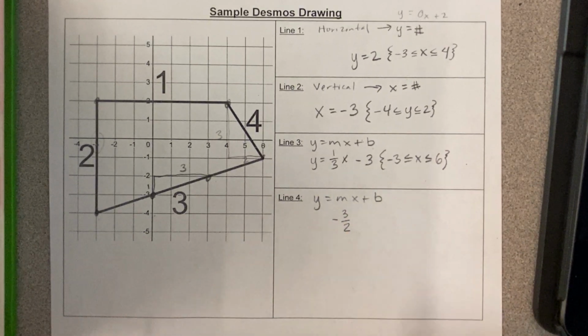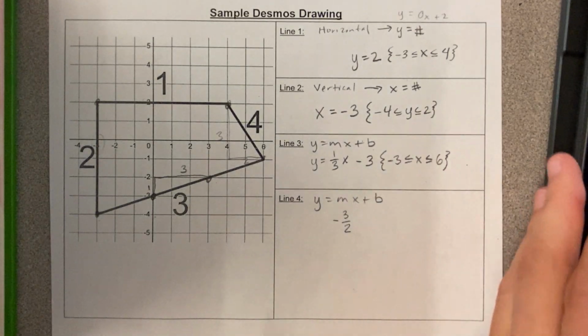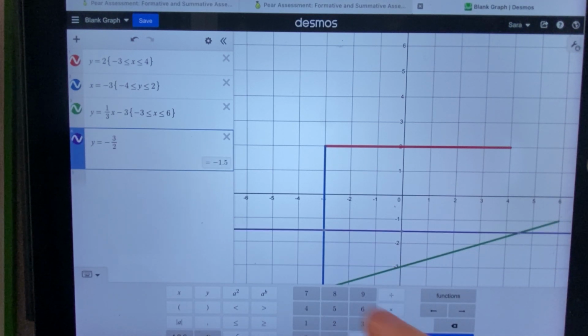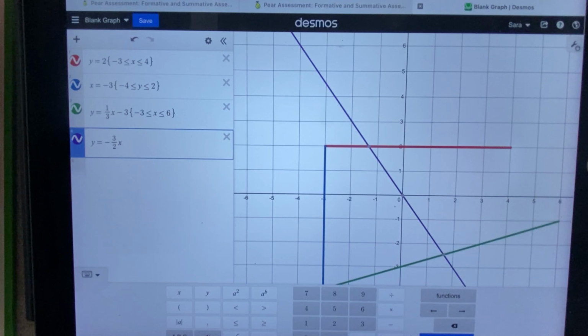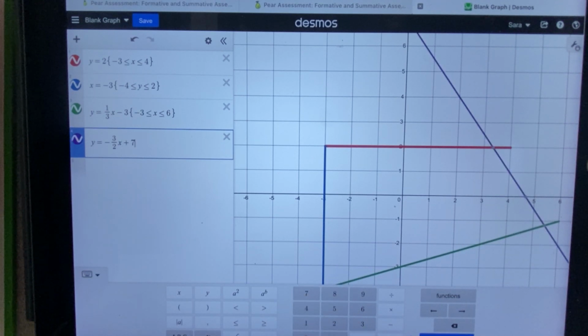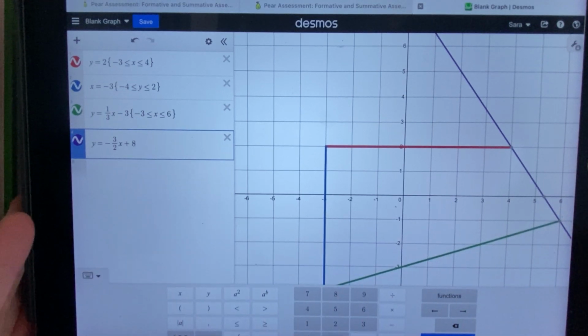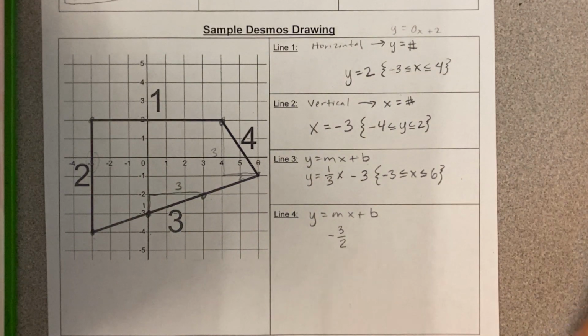Now what I can do is just mess with Desmos. I can say y equals negative 3 over 2 x. Okay, so that looks like the right slope. Now I can just mess with it, plus 7. Needs to be a little higher. Okay, let's see. I could do plus 8. Oh, look, nailed it. So you can just use Desmos and mess with it. That's fine, and that's the correct answer.